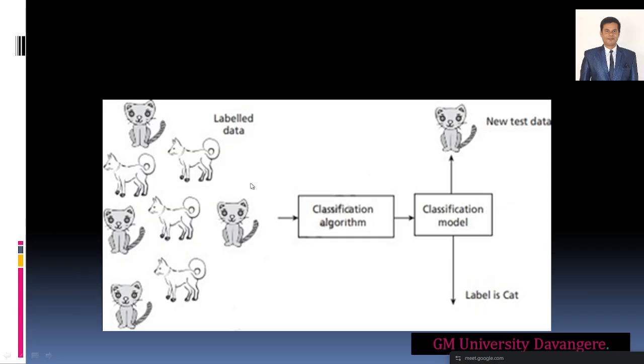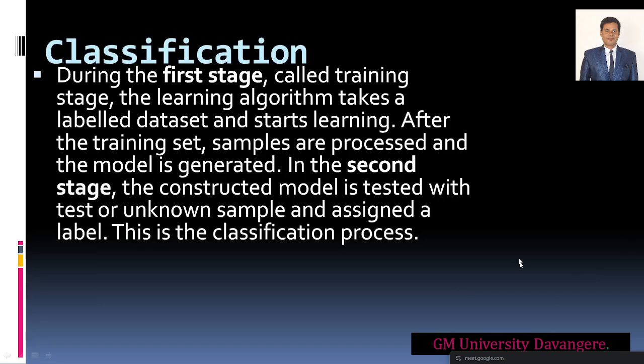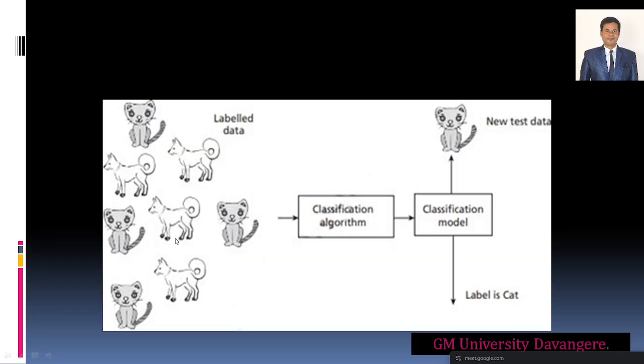Once you give the data, for example, you have labeled the cat, and now I give new test data. Based on this, it will check the classifying model based on the algorithm. Then it will use this model to provide the output of your labeled data. That is what I test in the second stage, where the constructed model is tested with the test or unknown sample and assigns the labels. This is called the classification process.